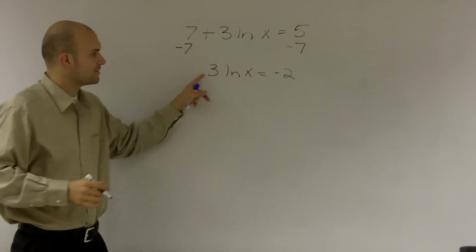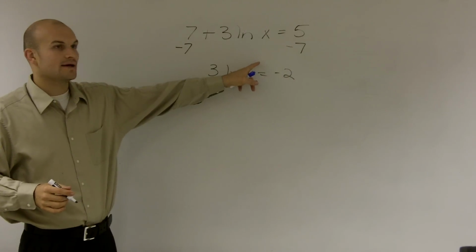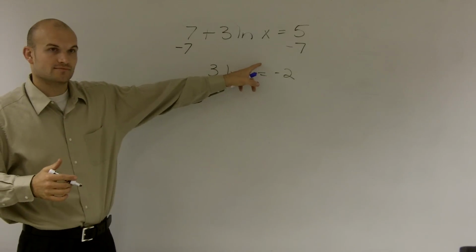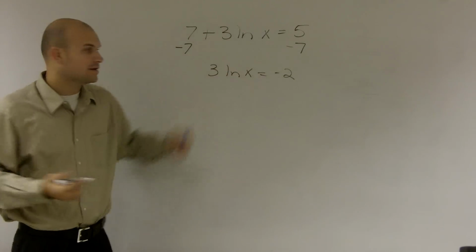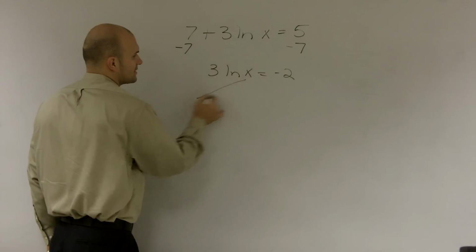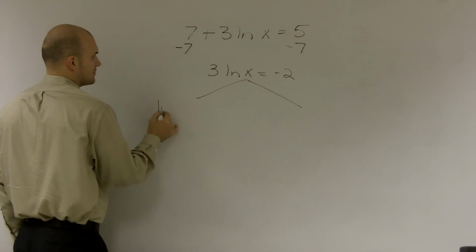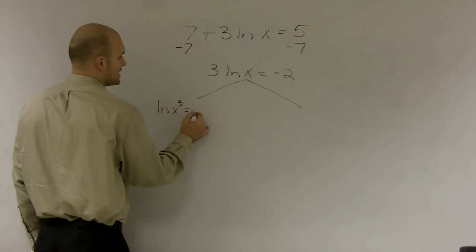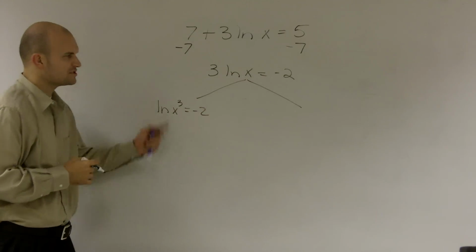Now I know that 3 can be raised to that exponent up there, right? So you could keep it like that if you want to. You can rewrite it like this. Why don't we just do it like that? ln of x cubed equals -2. Yeah, let's do it that way.